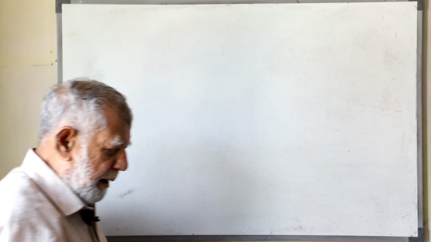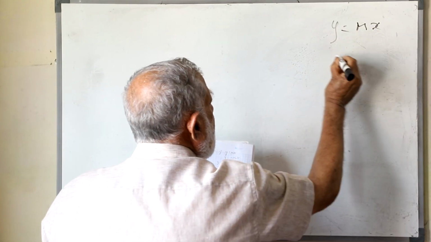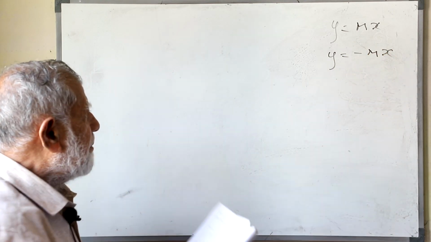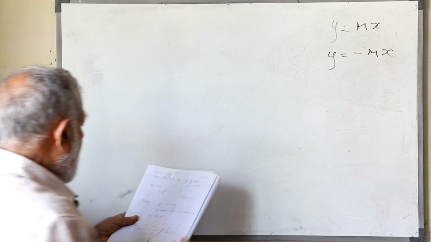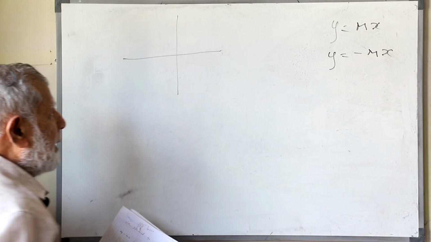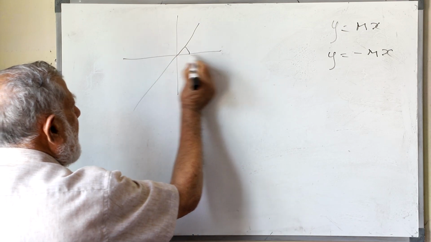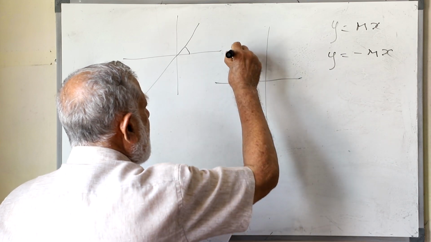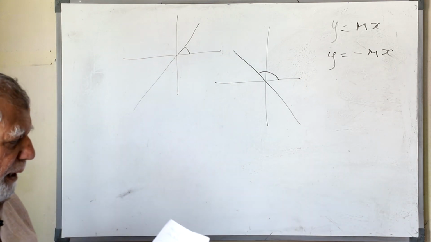So now we studied graphs of y is equal to mx and y is equal to minus mx. These are two types of graphs that we studied. M is the gradient, here minus gradient, and we studied that when the gradient is positive, it will be making an acute angle with the x-axis, and when it is negative, it will be making an obtuse angle with the x-axis. So these two things you must know very well, and you must remember it.